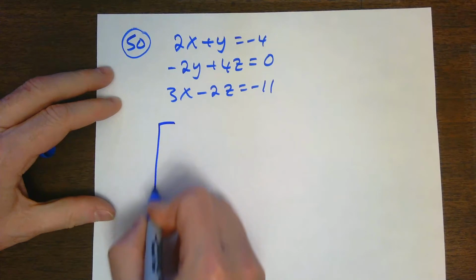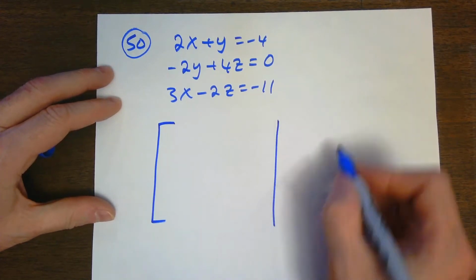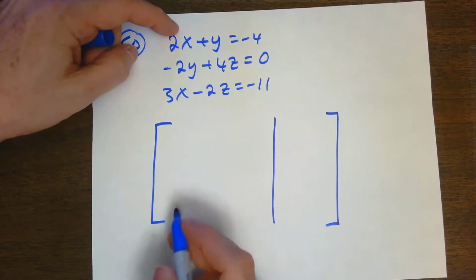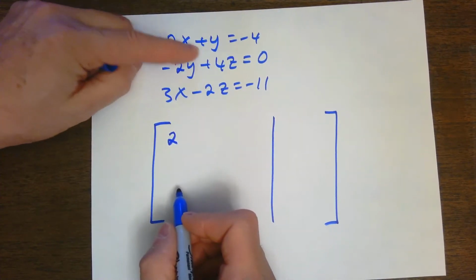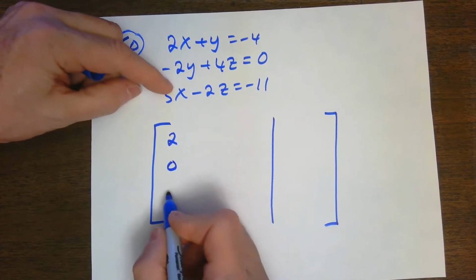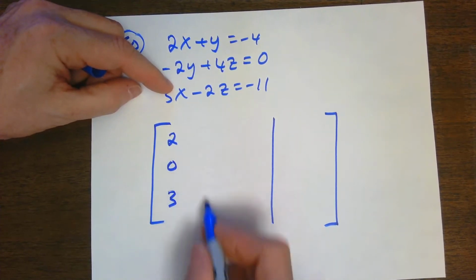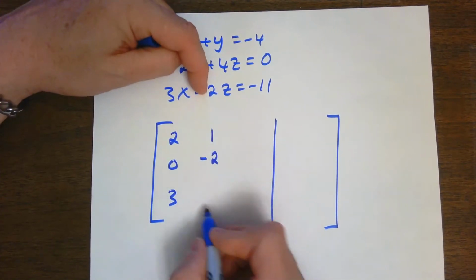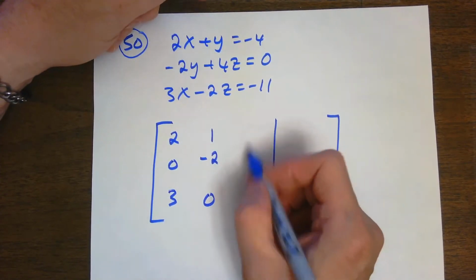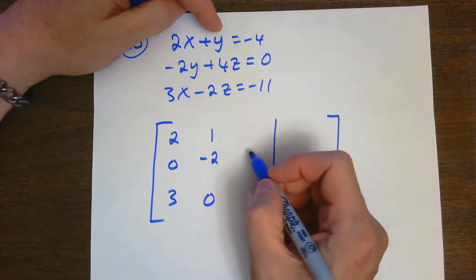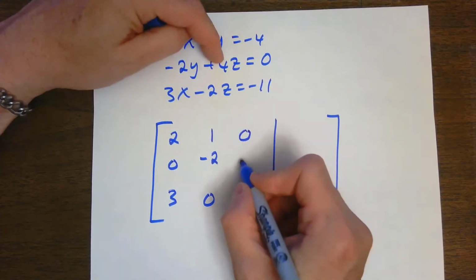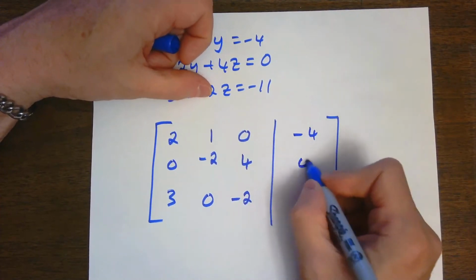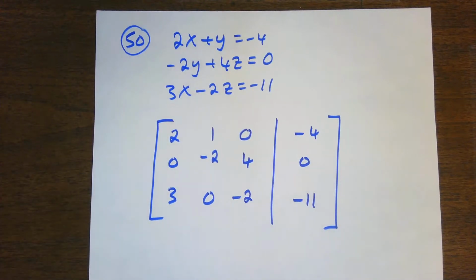So when I translate this into my augmented matrix, the first column is going to be the coefficients of x's. I've got a 2. Notice there's no x's in this second equation, 0, and a 3. The second column is going to be the coefficients of y's. I've got a 1, a negative 2, and I've got no y's down there. The third column is going to be the coefficients of z's. I've got no z's there, 4, and negative 2. And then my constants, negative 4, 0, negative 11.